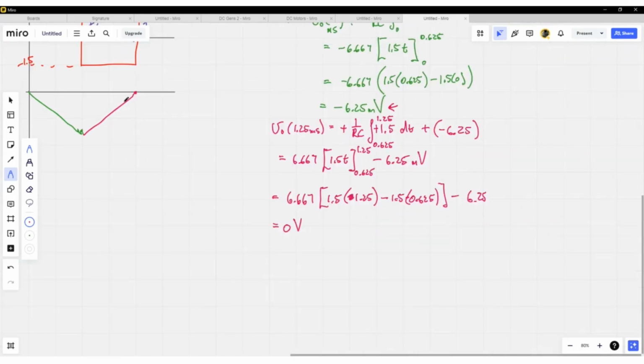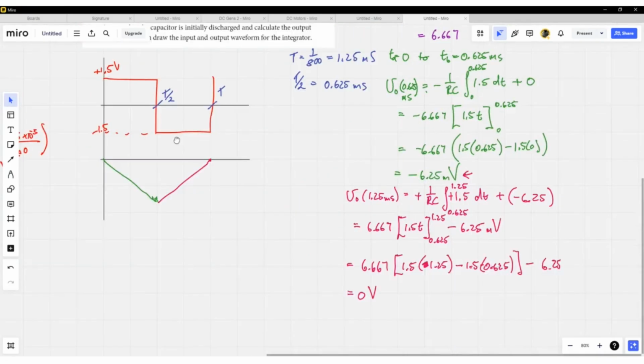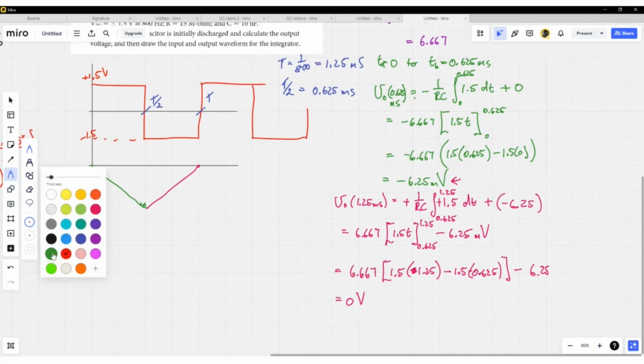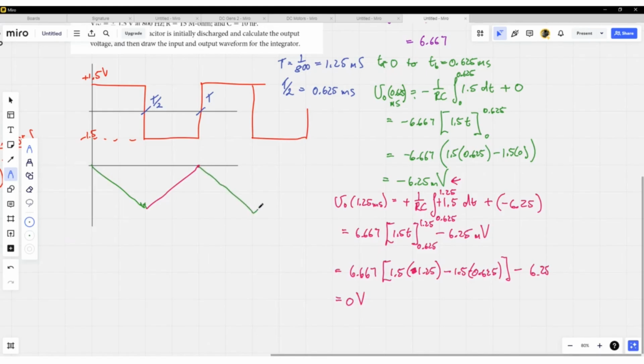Right, so that's pretty much just going to repeat itself for every subsequent input waveform. If we had a bit more input waveform here, then your output is just going to follow like that. Okay, so this is then minus 6.25 millivolt.